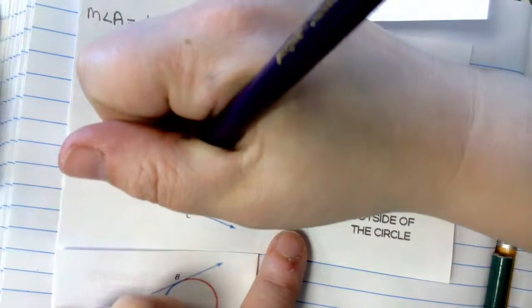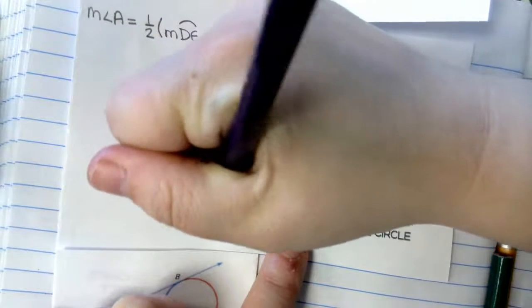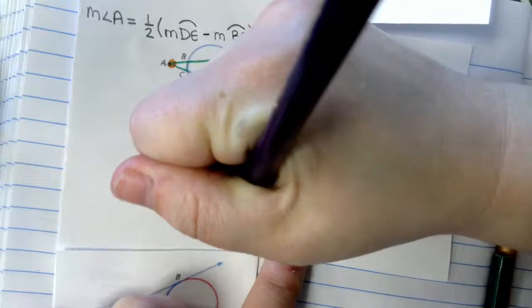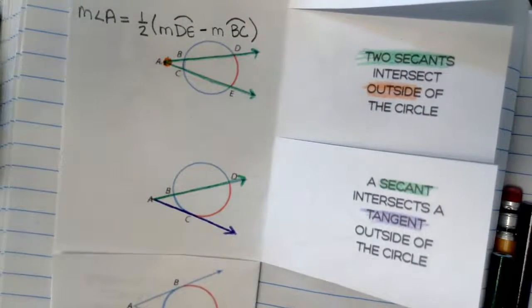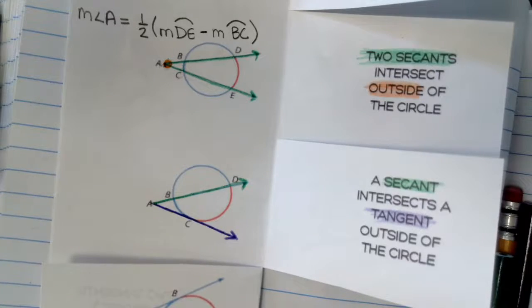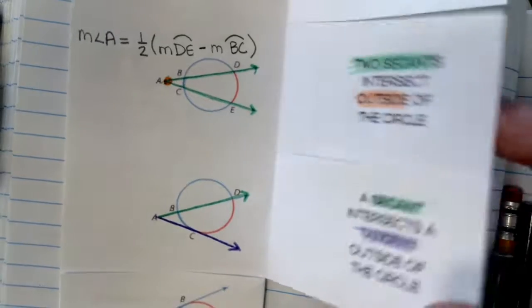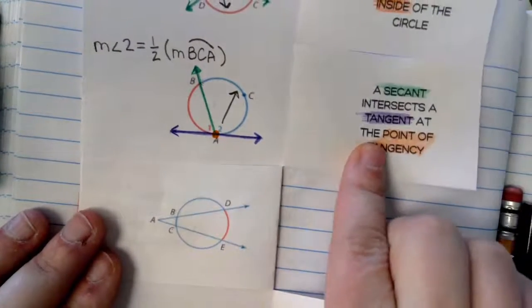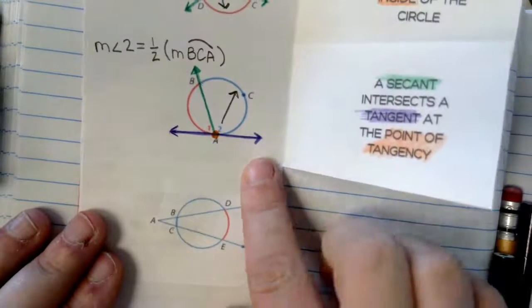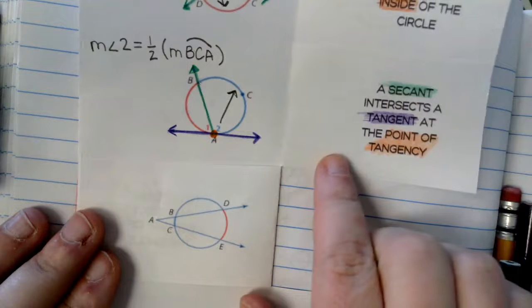We had that earlier, 2 up. We had this one where we had a secant and a tangent. Where did these ones intersect? They intersected at point A, right? It was like on the outside of the circle. But it was right on the circle. Not on the outside of the circle, it was right on top of the circle.